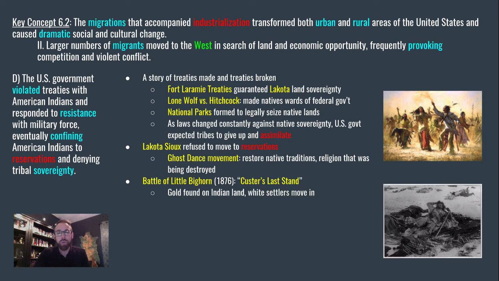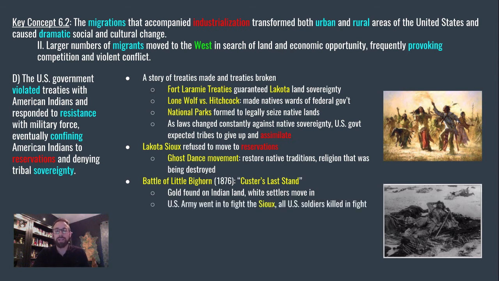What had happened is gold was found on this Indian land that was guaranteed to the Lakota by the Fort Laramie treaties. White settlers started moving in anyway. They didn't care. As a result of that, there is violence and bloodshed between the natives and the white settlers. And so eventually the U.S. government said, well, we've got to send in the army in order to end this.